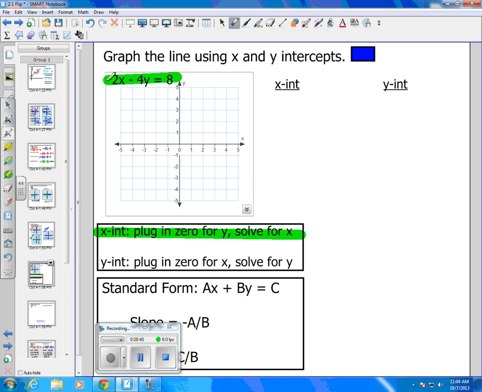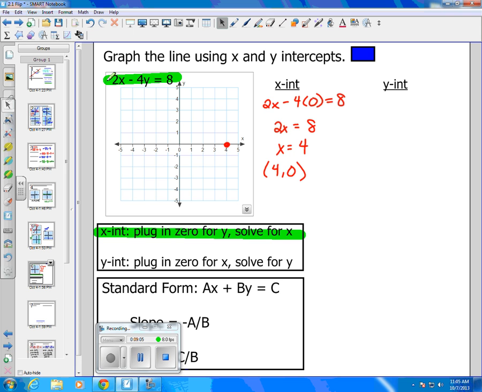So if I wanted to find my x-intercept in this particular example, what I would do is plug in 0 for y. This will give me 2x equals 8, or x equals 4. So that would mean that my x-intercept is (4, 0). I can plot that point. All right. I could do the same thing for y.